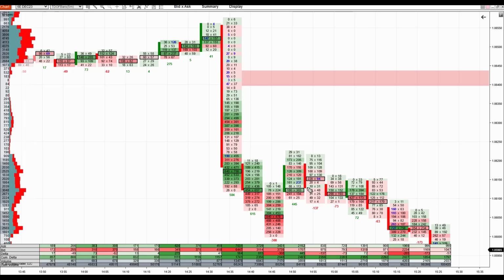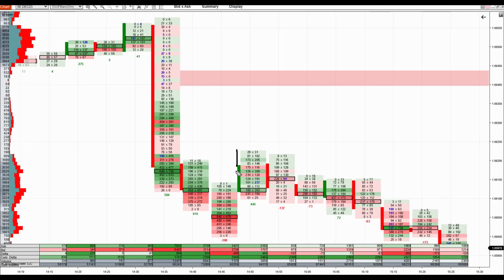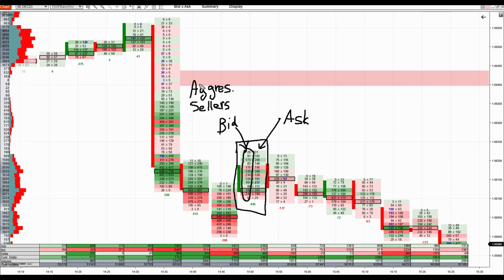Now, if you look inside the footprint, let's have a look, for example, at this footprint. The left side is called bid and the right side is called ask. Simply put, all those volumes on the bid side show aggressive sellers. All right, that's on bid. And ask, all those volumes on ask show aggressive buyers.